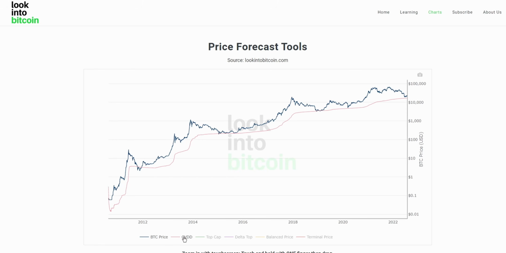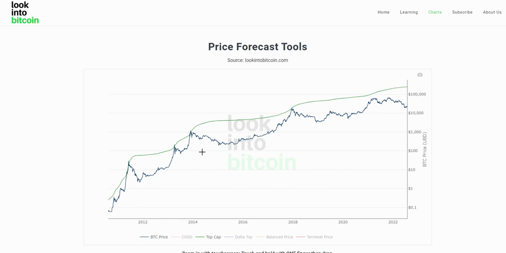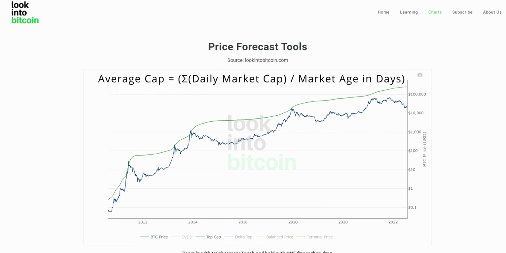So next, I'll remove the CVDD and I'll add the top cap value. And again, it's pretty obvious that this has been a very effective tool historically at calling price peaks in Bitcoin. Now, the top cap is a fairly simple calculation in comparison. What it is doing is it's taking the cumulative sum of the market cap and dividing that by the age of the market in days.